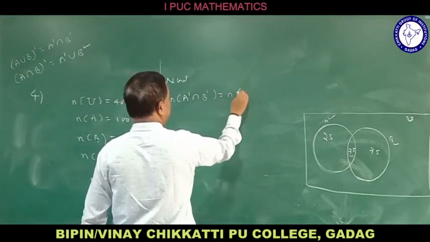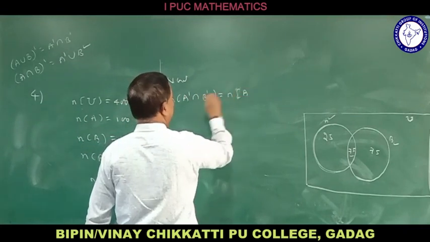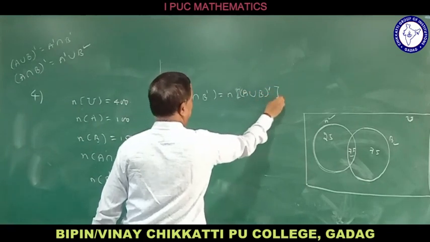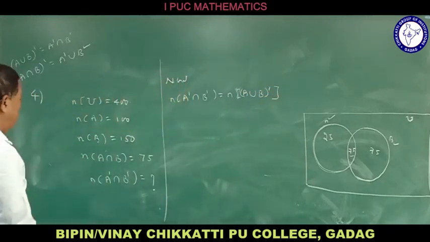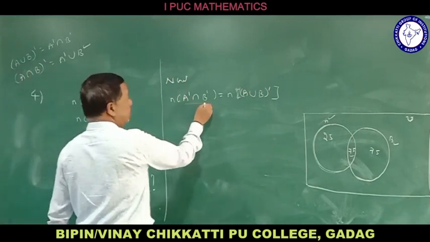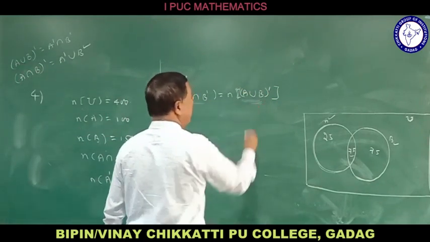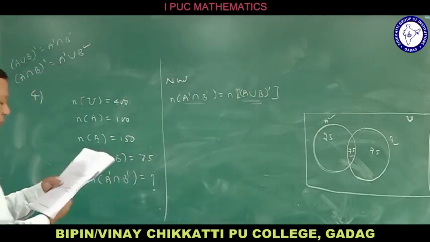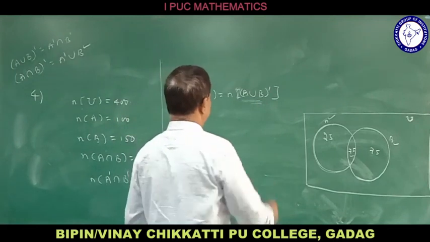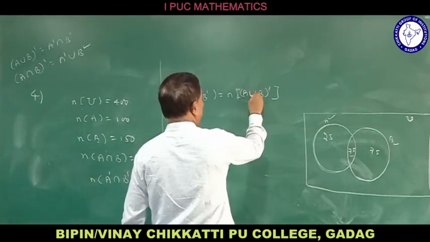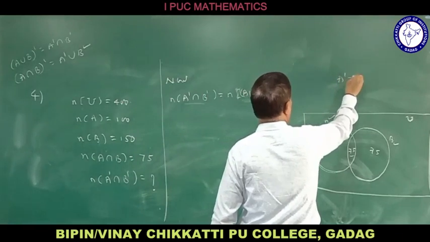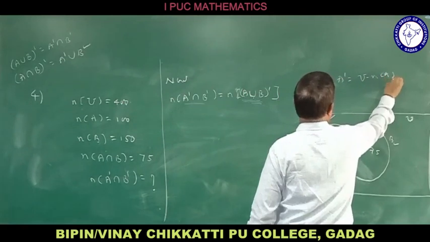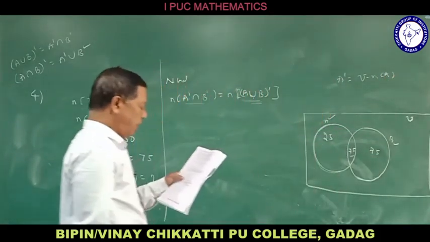So according to De Morgan's law, how do you write it? N of A union B dash. I hope you have understood that: A dash intersection B dash can be written as A union B dash. Why? That is according to De Morgan's law. And once you understand that result, how do you write the formula? Because for A complement, you have to write this N of A.